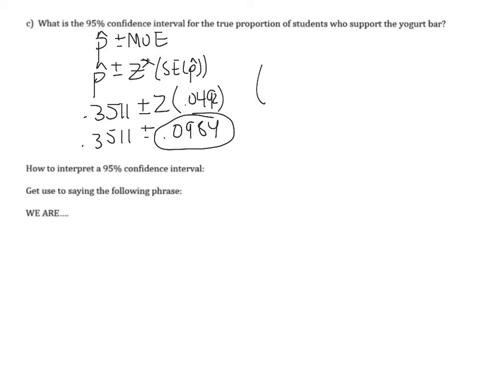So the interval that I would get would be 0.3511 minus 0.0984, which I get is 0.2527. And then the upper value, when I add the margin of error to the p hat, is 0.4495. You should make sure that you can do all of this, but again, there's nothing difficult here. It's more or less just understanding what the formula is and how to plug the values in. No really difficult math. And then finally, we have our interpretation of the 95% confidence interval.